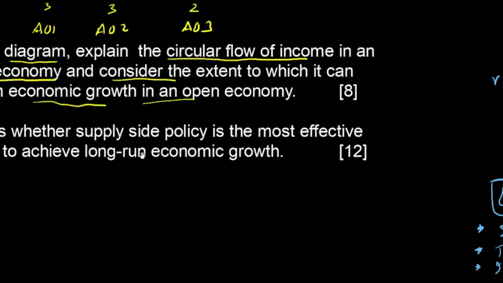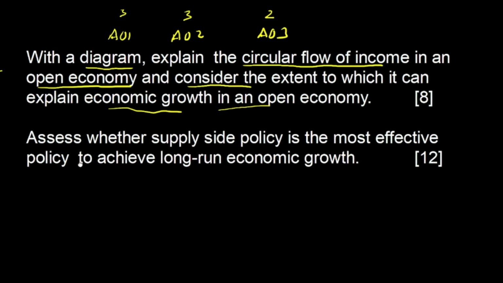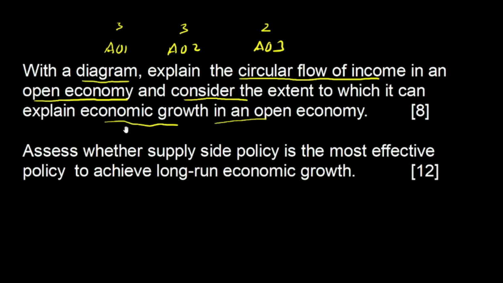Okay, so this is part of the economic analysis as well, assessment objective 1 and assessment objective 2. So now you can describe this movement of leakages and injections. Whatever I was saying, that is the explanation of the circular flow of income, and you have to write all that. And now moving to the extent to which it can explain economic growth, right?